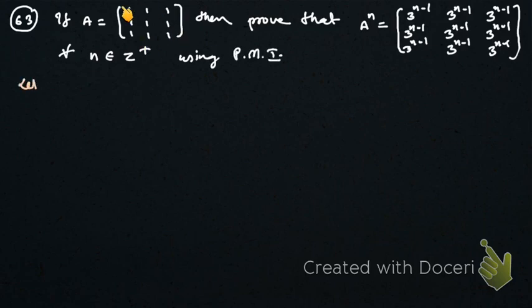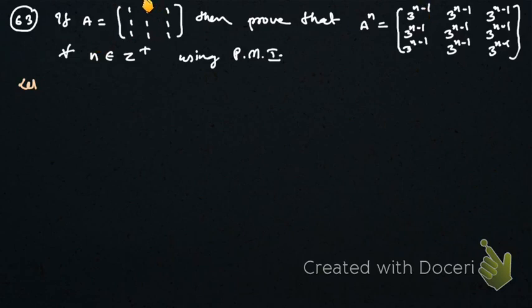Look at this question. There is a matrix A here. It's a 3 by 3 matrix with every single element as 1. And I need to prove that A raised to n is then going to be a 3 by 3 matrix again, but every single element is 3 raised to n minus 1.